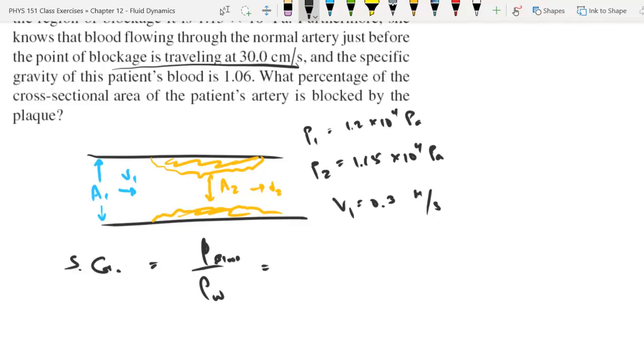So if I want to know the density of blood, this is going to be the density of fresh water times the specific gravity, right? Something that has a specific gravity of 1 has the same density as water. Something with a specific gravity less than 1 would be lighter than water, it would float, and more than 1 would be heavier than water, it would sink.